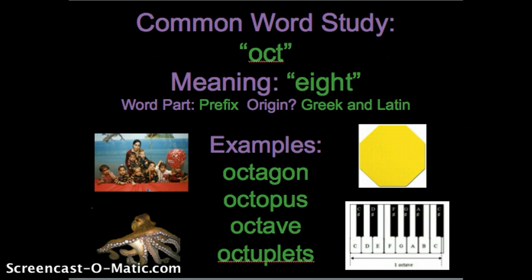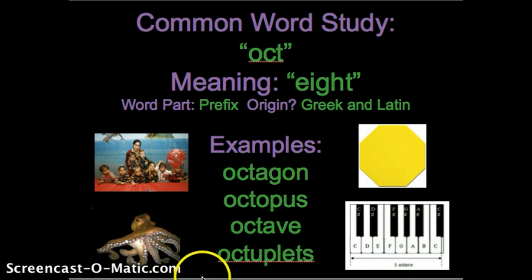Some examples of words that contain the word part oct would be the first one, octagon. An octagon is an eight-sided figure. Most often the one you recognize would probably be a stop sign, but the shape itself is an eight-sided figure, therefore it's called an octagon.